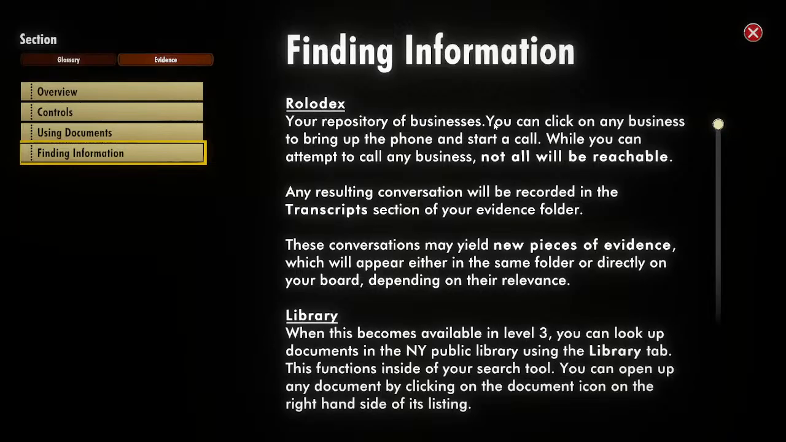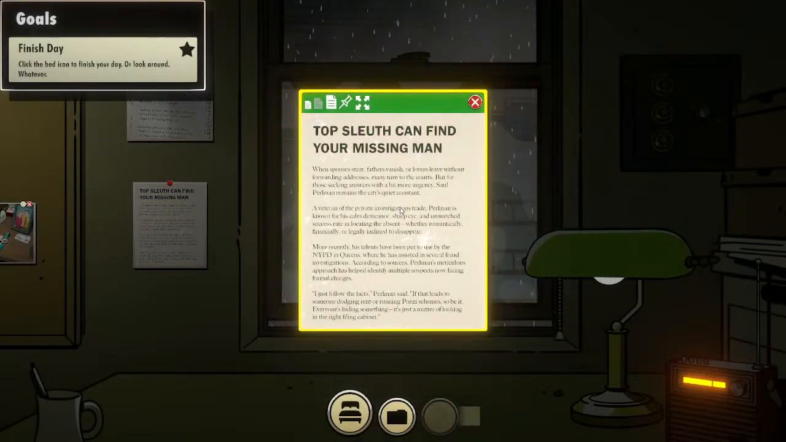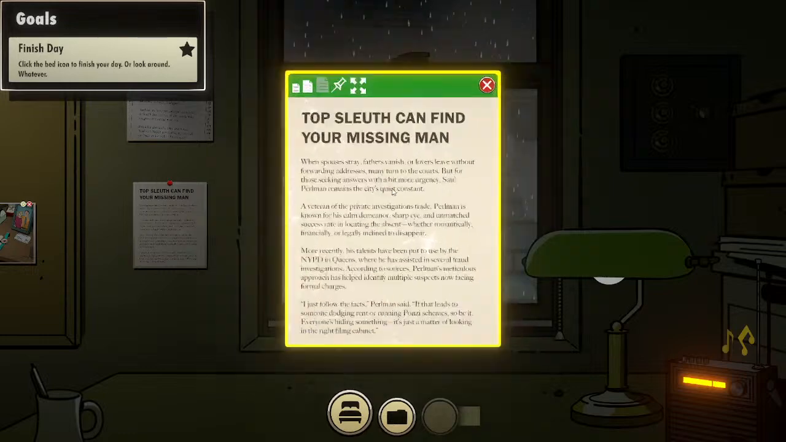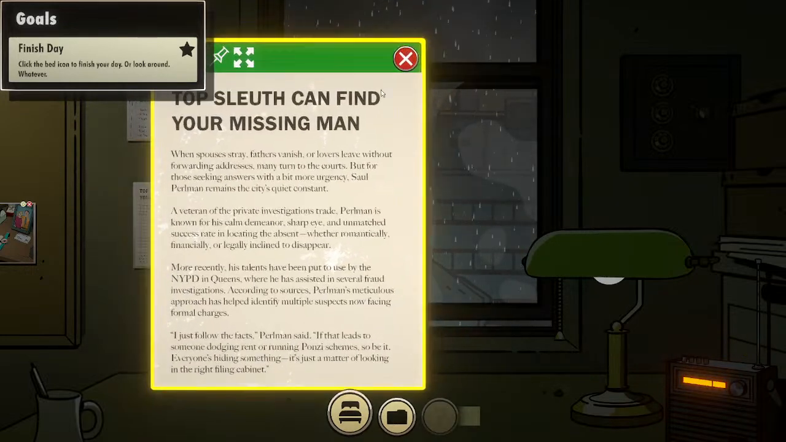Rolodex is my repository of businesses. Click on any business. How do I get my Rolodex? I feel like I'm seeing some of this stuff early. How do I snap this? Shift. Am I snapping it? I'm pressing shift.